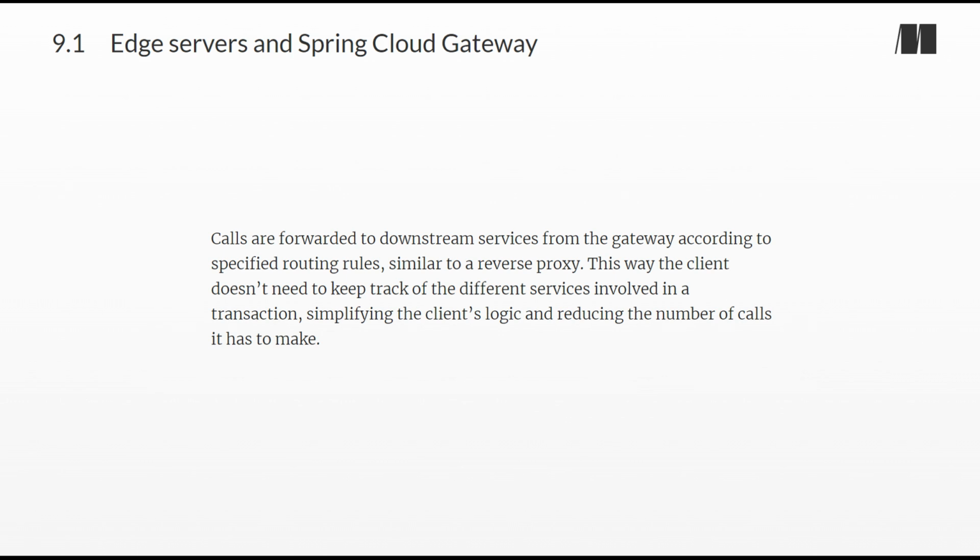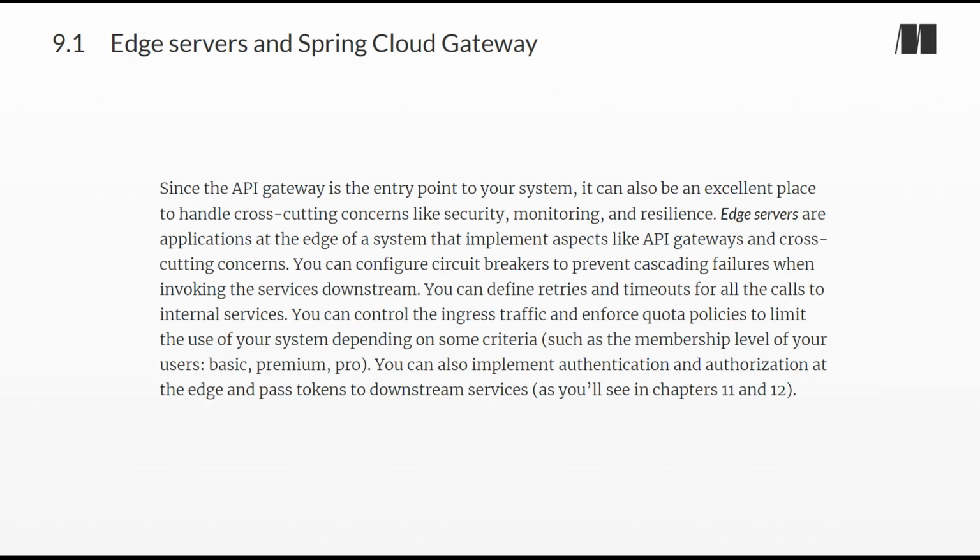Calls are forwarded to downstream services from the gateway according to specified routing rules, similar to a reverse proxy. This way, the client doesn't need to keep track of the different services involved in a transaction, simplifying the client's logic and reducing the number of calls it has to make. Since the API gateway is the entry point to your system, it can also be an excellent place to handle cross-cutting concerns like security, monitoring, and resilience.